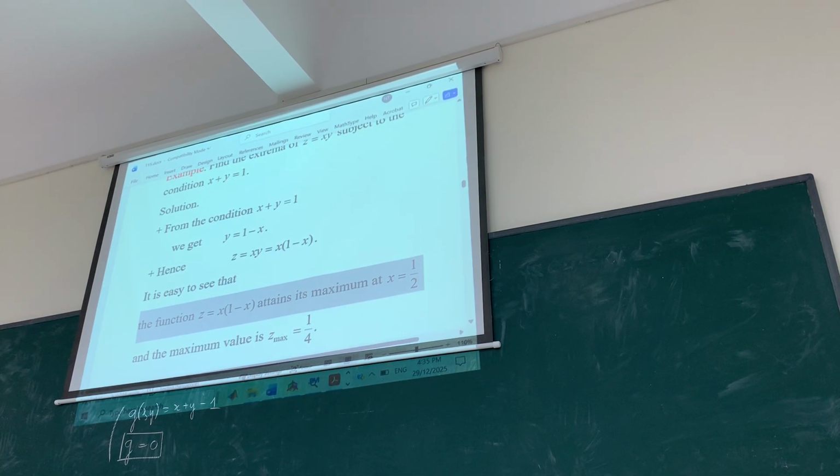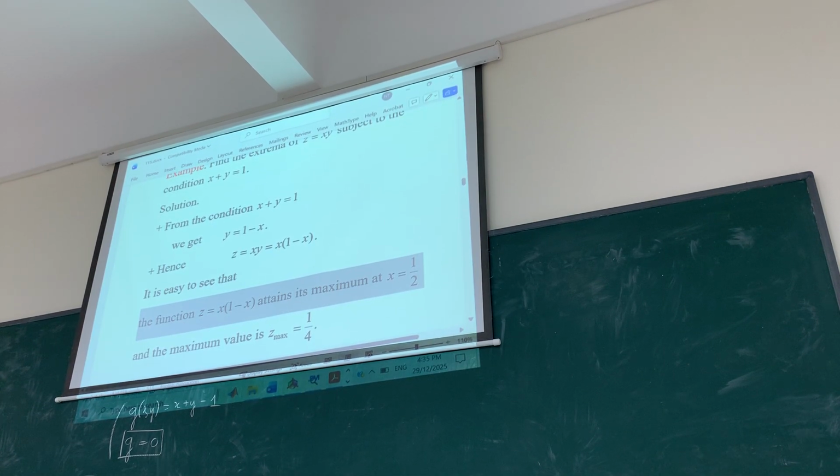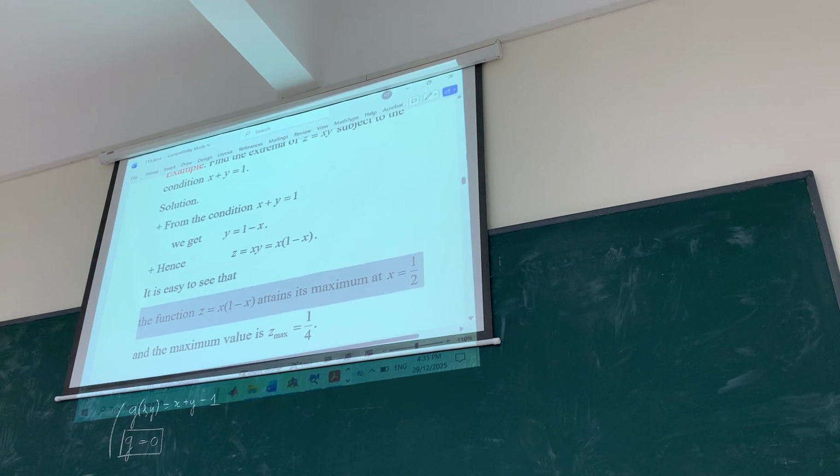Continue, we need to find the constrained extrema point of the function z.